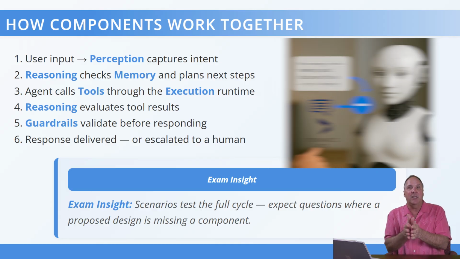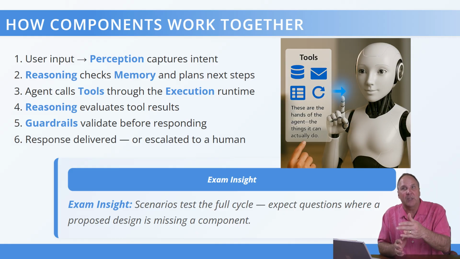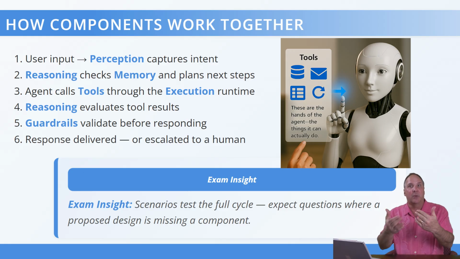Reasoning decides it needs fresh data. So the agent calls a Dynamics 365 connector through the execution runtime. The tool then returns the order status. Reasoning evaluates the result and drafts a response.